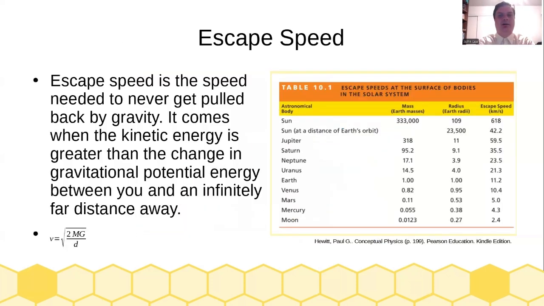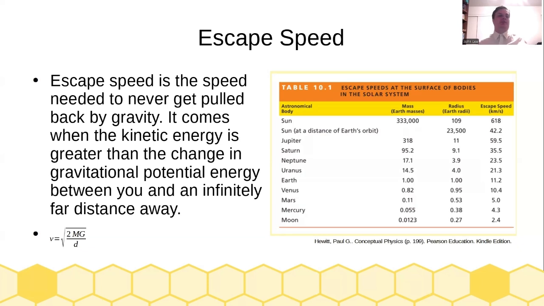Our final word on mechanics is going to be about escape speed. Escape speed is the speed needed to never get pulled back by gravity. It comes when the kinetic energy initially is greater than the change in gravitational potential energy between you and an infinitely far distance away.